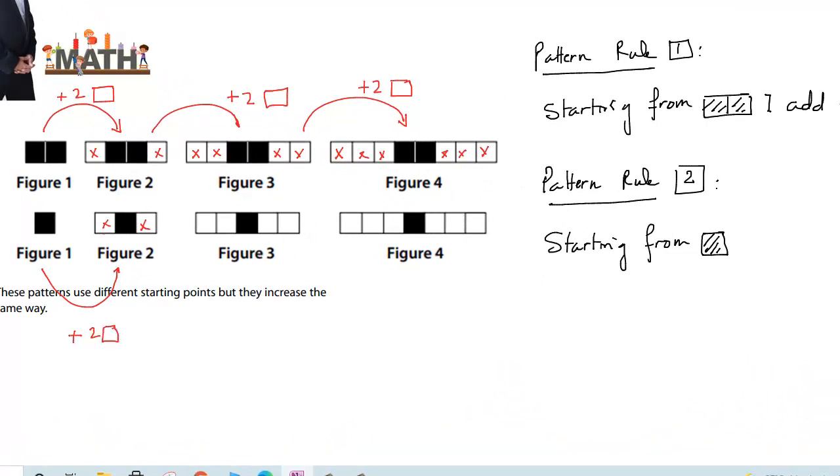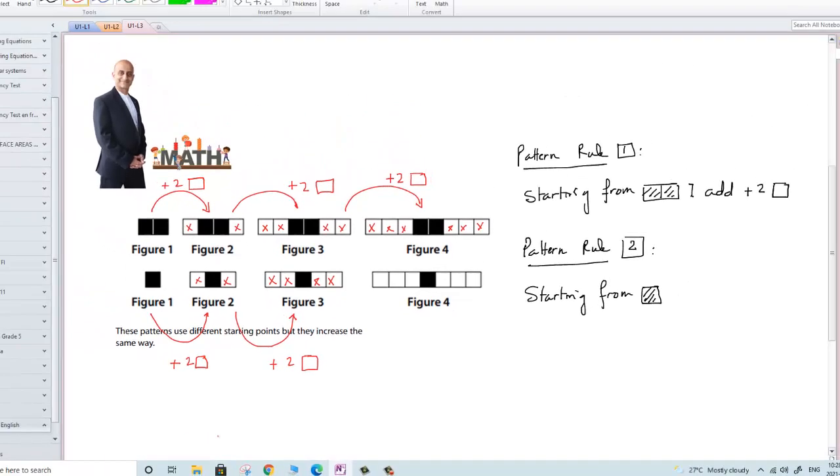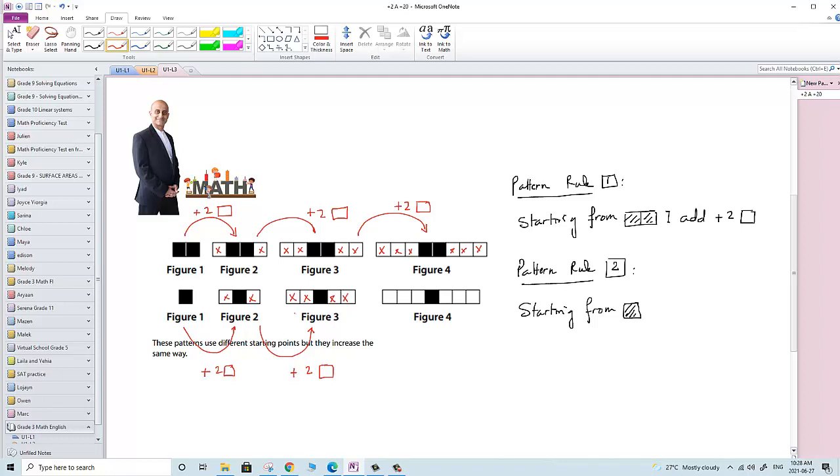In figure 3, I'm going to see a repetition of figure 2, 1 black block and 2 white. But if I see the difference, I add 1 here and I add 1 here. That means from figure 2 to figure 3, I added 2 white blocks.